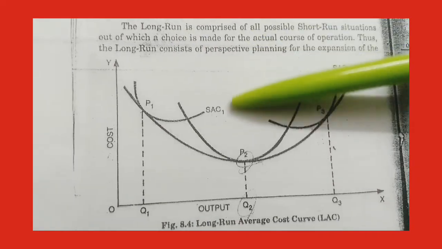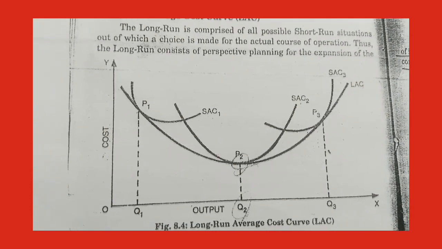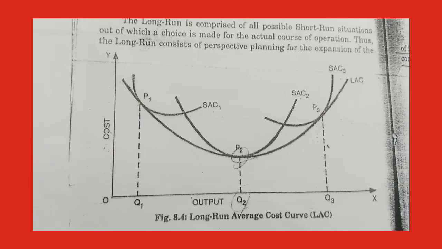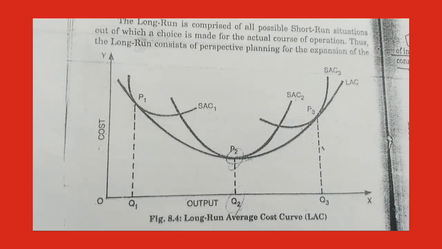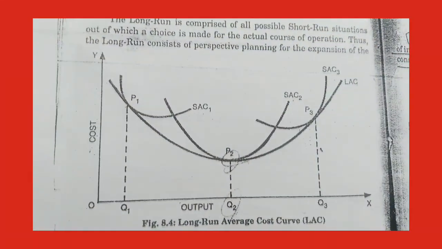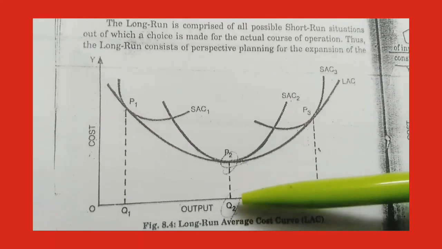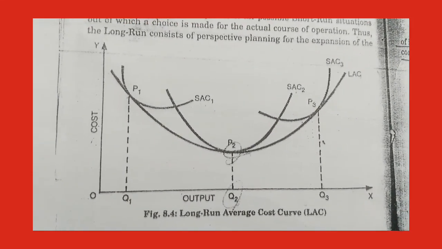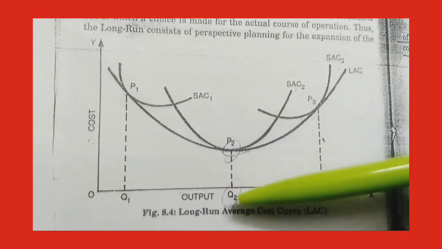In the diagram, SAC1 indicates the firm's initial short-run average cost curve. When the firm is working with one plant, in this case, the optimum output is OQ1. OQ1 is the optimum output at the lowest average cost, P1 and Q1. If output is to be increased to OQ2, in the short run, the average cost is increased from P1 Q1 to P2 Q2.